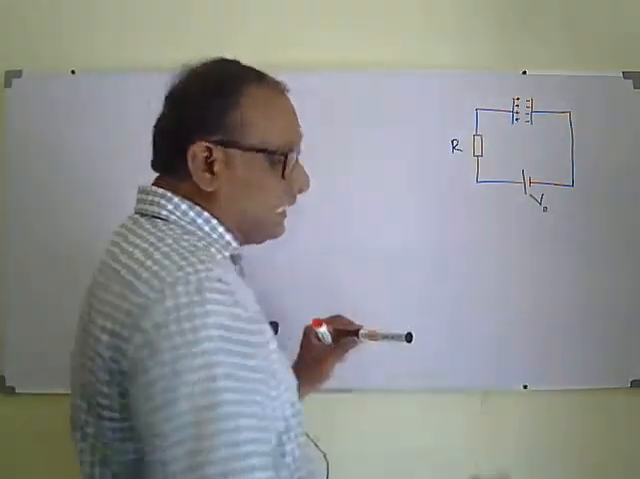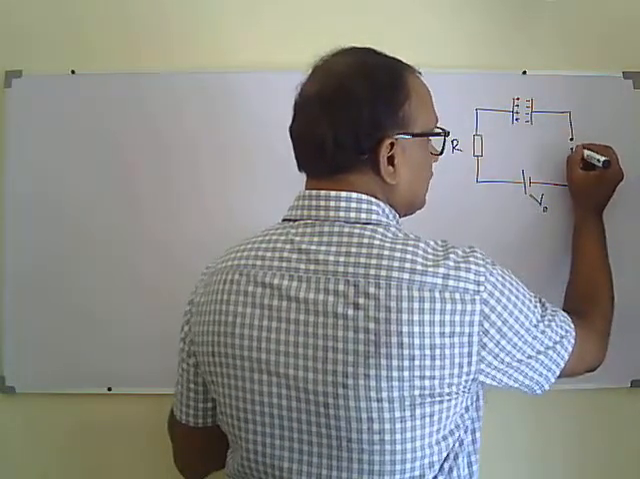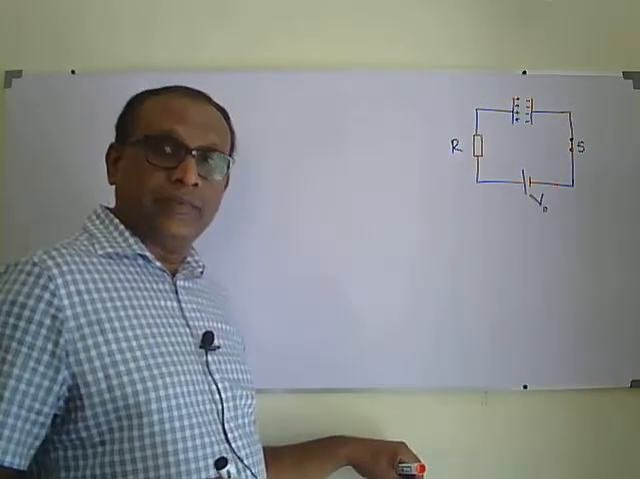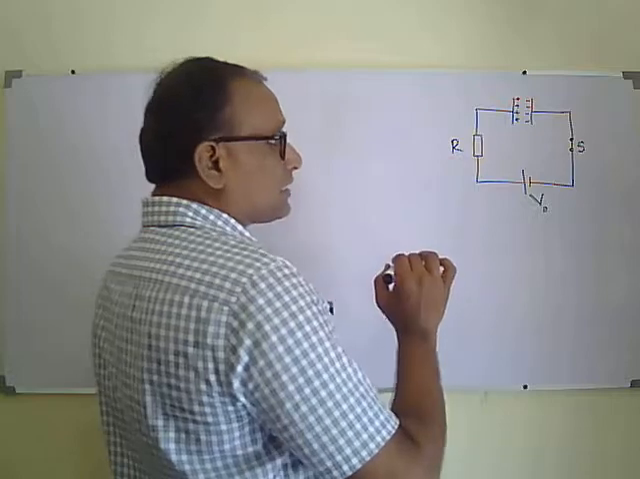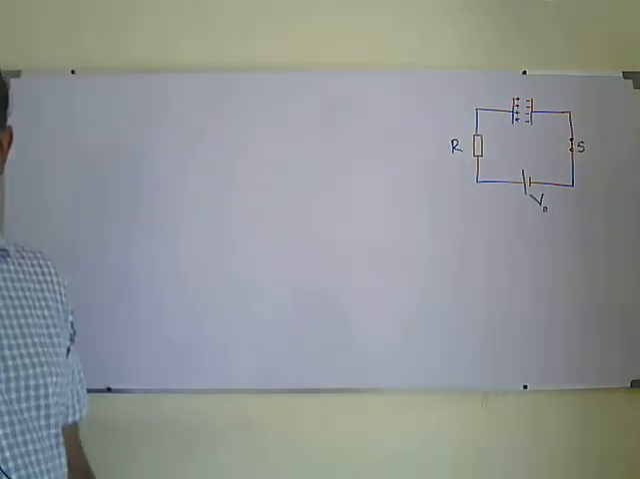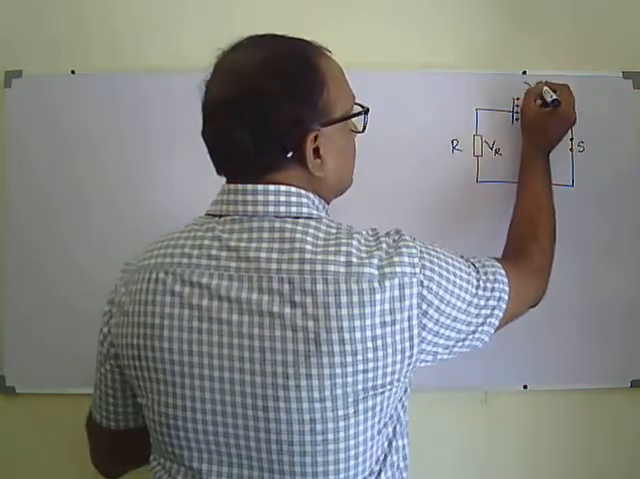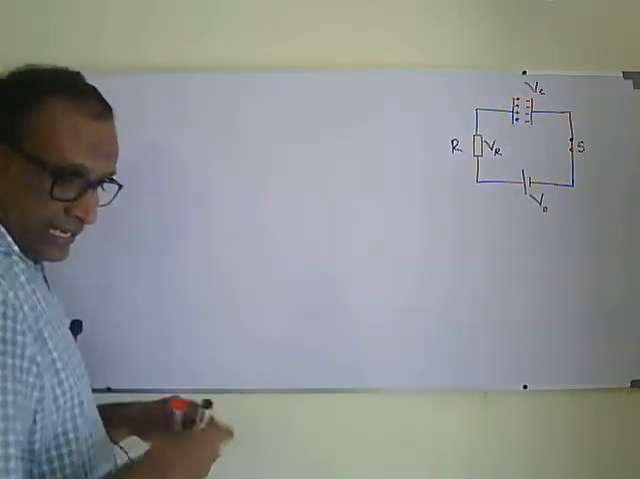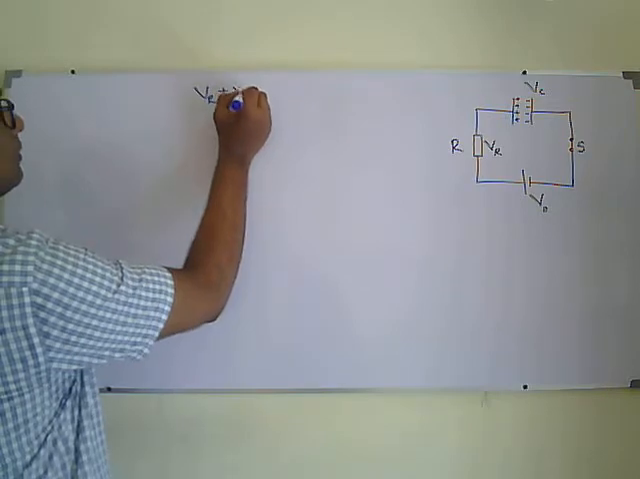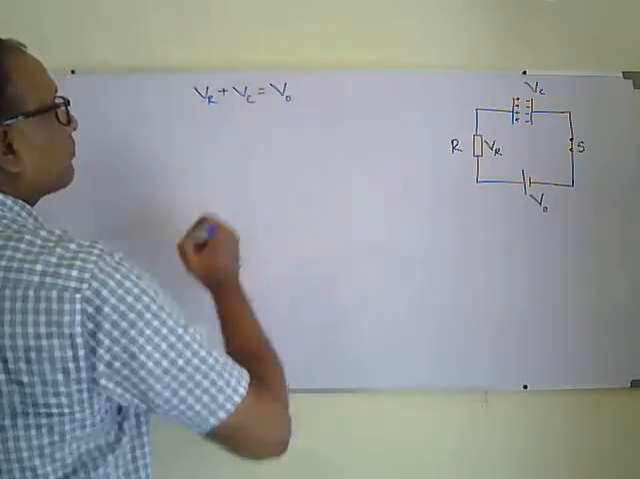So what will be the initial voltage across the resistor when I switch on the circuit? This is the switch. When I switch on the circuit, at that moment, the voltage across the capacitor will be equal to 0, so the voltage across the resistor will be equal to V naught according to Kirchhoff's second law. With the voltage across the resistor VR and the voltage across the capacitor VC, at any instant, VR plus VC is equal to the EMF, which I use as V naught.